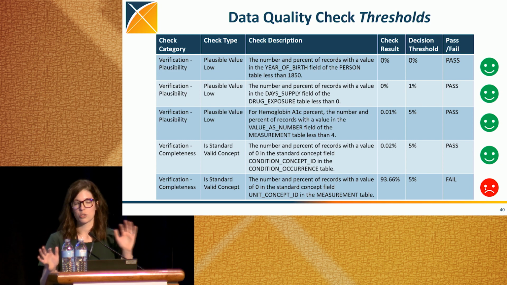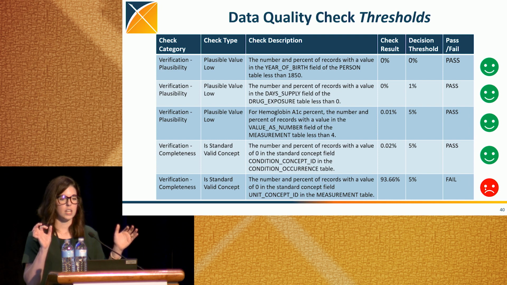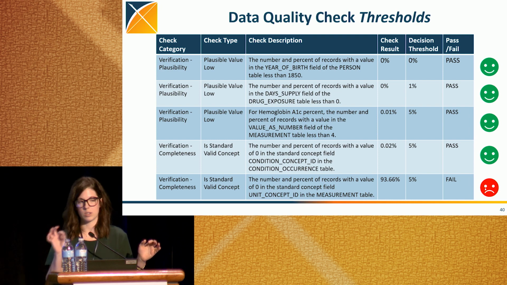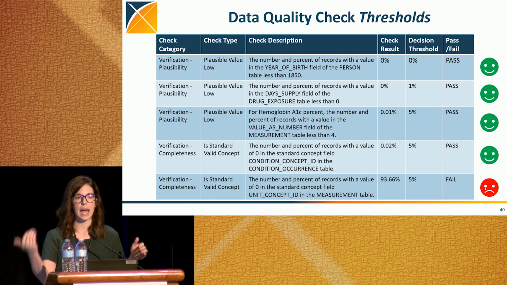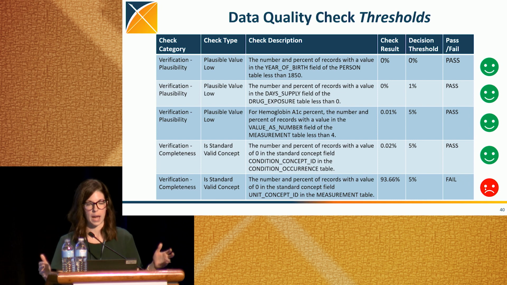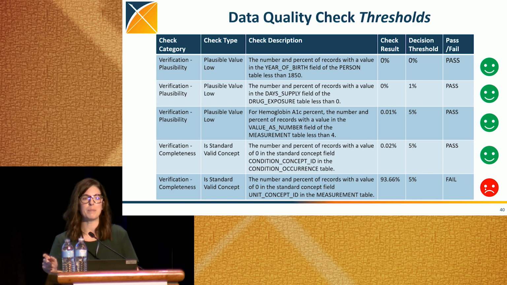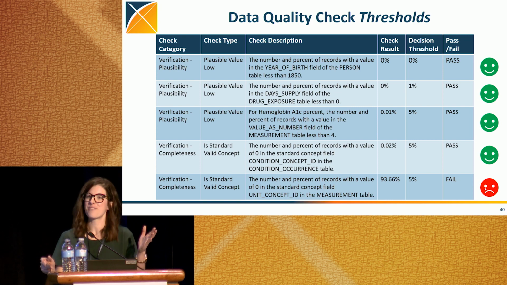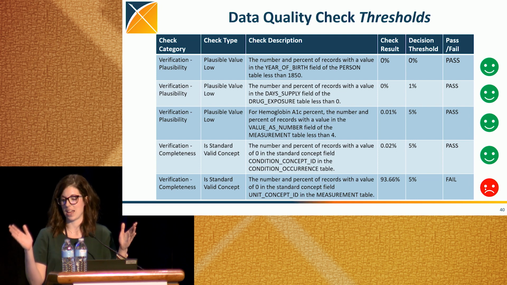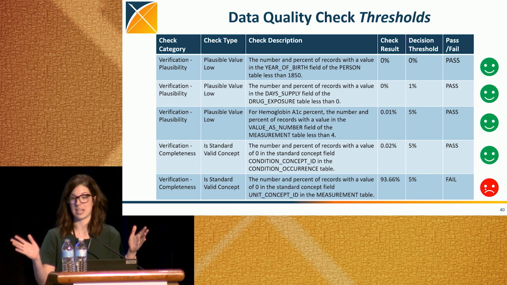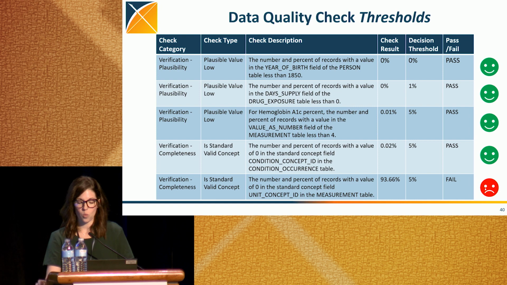And the way these thresholds work is that it looks at your check result, and if your check result falls at or below the threshold, you pass, and if you fall above that threshold, you fail. And my one failure is a pretty bad failure. My threshold is at 5%, and I'm failing at almost 94%. And when I took a look at this, I actually had a bit of an issue with it.